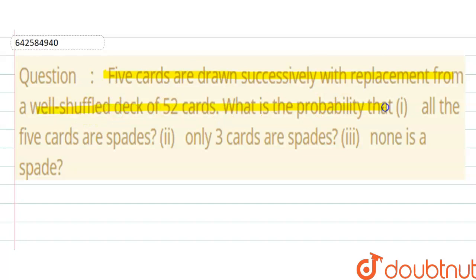5 cards are drawn successively with replacement from a well-shuffled deck of 52 cards. What is the probability that all 5 cards are spades, only 3 cards are spades, and none is a spade? Now we have to define an event X.